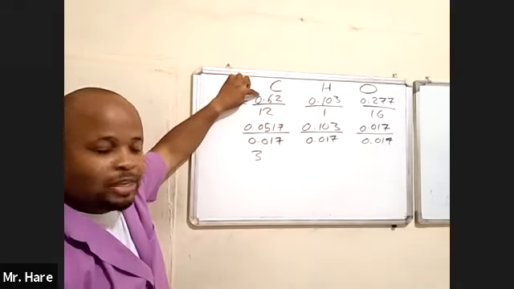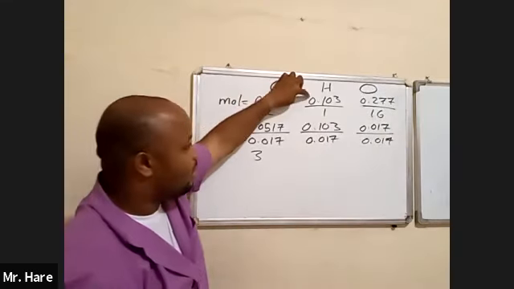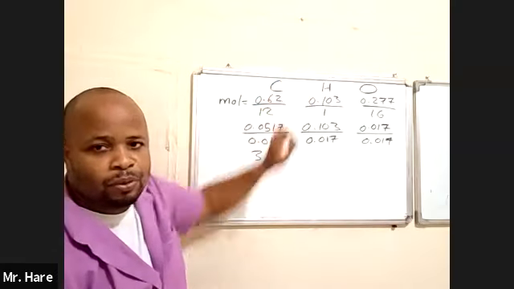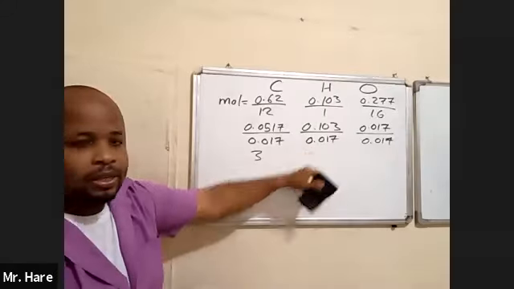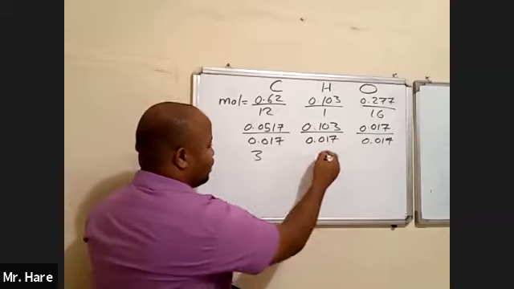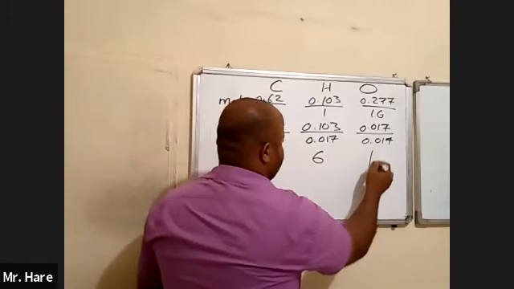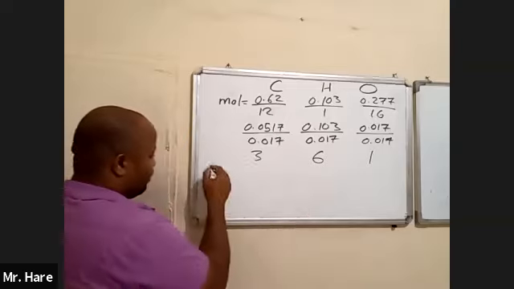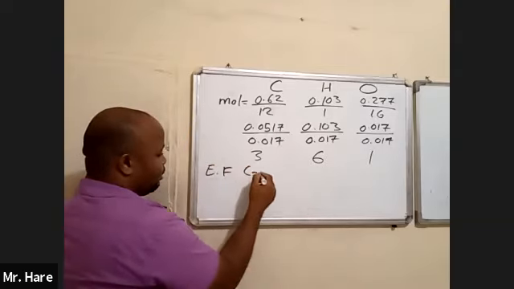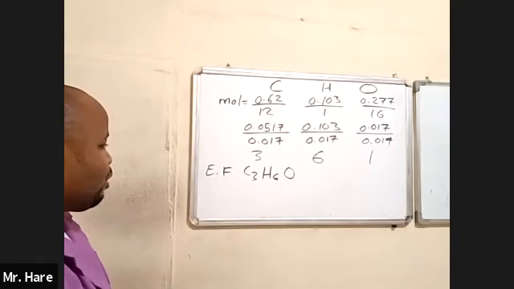What were you calculating before you found the moles? We were calculating the mass of carbon from the mass of CO2, the mass of hydrogen from the mass of H2O. Mole equals given mass over molar mass. How much do you get for this? 6, all right. And this is 1. So the empirical formula is C3H6O. That's your empirical formula.